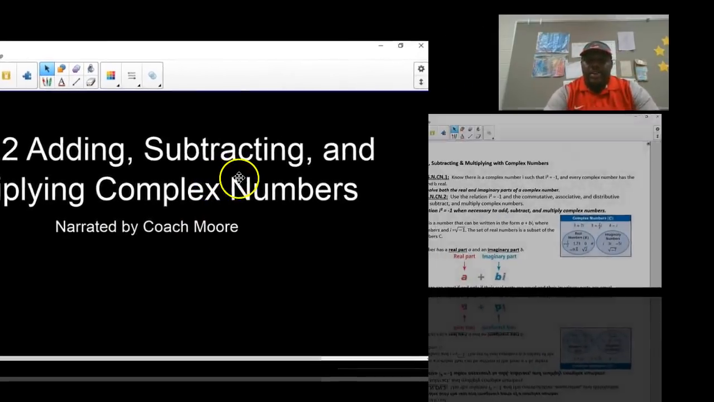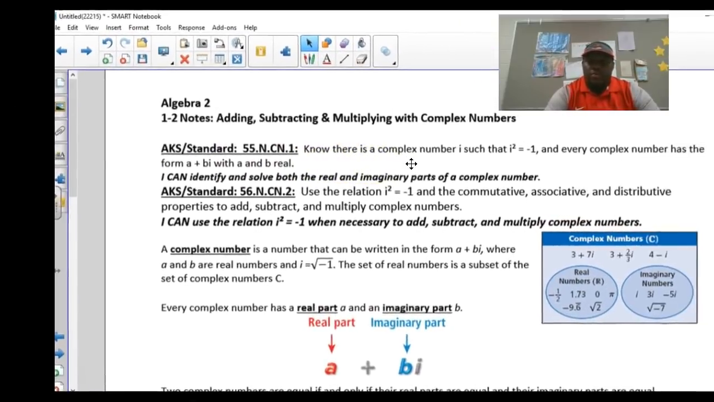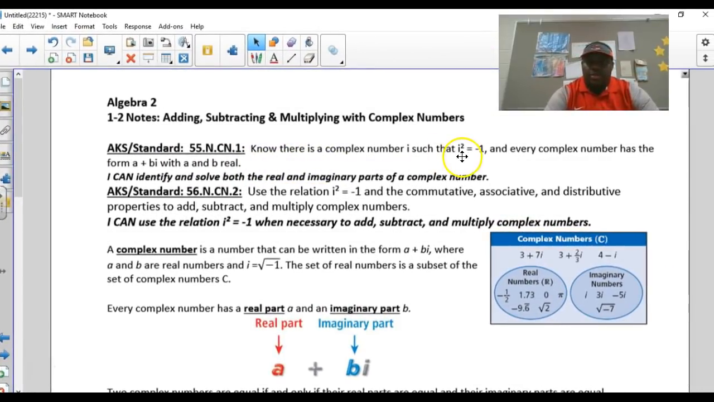Our standard: you want to know there are complex numbers with i, such that i squared equals -1. The main focus here is the I can statement: identify and solve both the real and imaginary parts of complex numbers. Also, make sure you can use the relation i squared equals -1 when necessary to add, subtract, or multiply complex numbers.